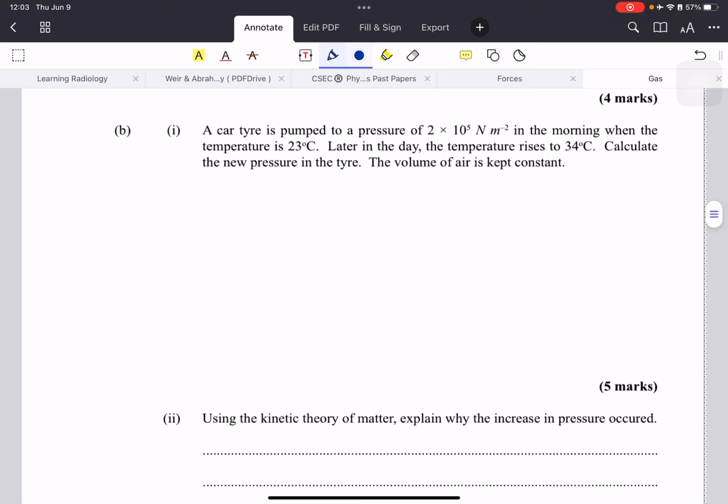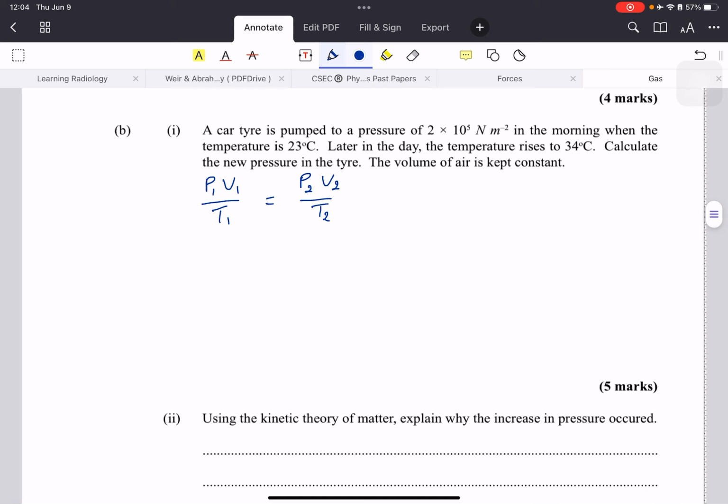So the formula that we use is this. P1 V1 all over T1 is equal to P2 V2 all over T2. So in gas questions, we have three different parameters. We have the pressure, the volume, and the temperature. So P1, V1, and T1 is essentially the pressure, volume, and temperature of the tire before any changes took place, before the temperature started to rise during the day, right? And P2, V2, T2 is after something happened, after the temperature rose, right?